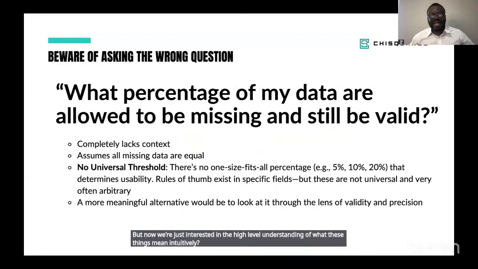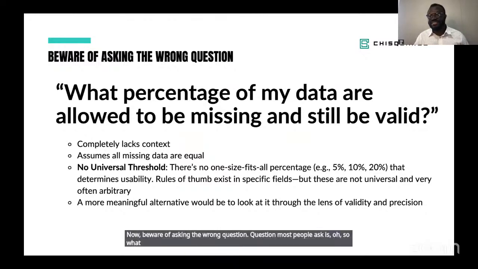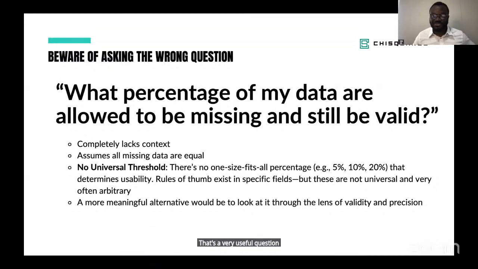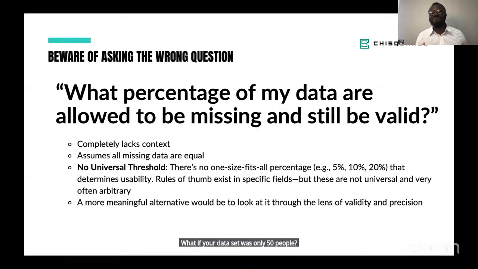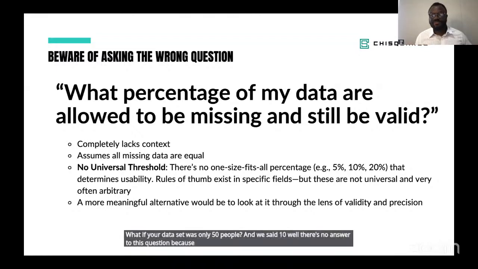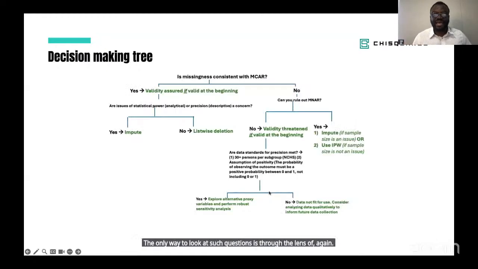Now, beware of asking the wrong question. The question most people ask is, oh, so what percentage of my data should be missing and then I can still use it? That's a very unhelpful question to ask. The question lacks context. The question assumes that all missing data are equal. And then there's no universal threshold. What answer are you expecting? 5%, 10%? What if your data set was only 50 people and we said 10%? Well, there's no answer to this question because the question doesn't make sense. The only way to look at such questions is through the lens of, again, validity and precision.